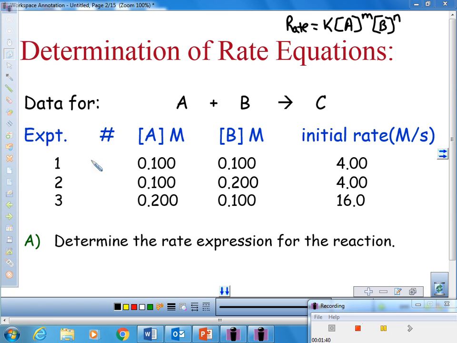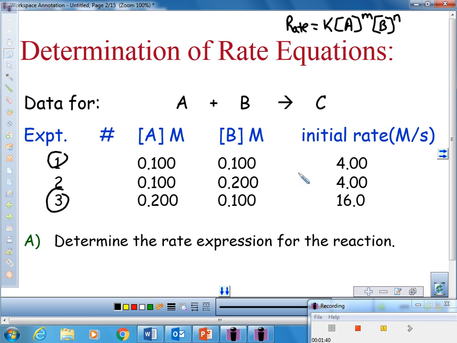So if you'll look, when I didn't change B, would it be experiment 1 and experiment 3. So B is going to be the same, but yet I've changed the A. I've doubled the A. So I'm going to use experiments 1 and 3. And I'm going to be setting these up as almost like a fraction and looking at each other.